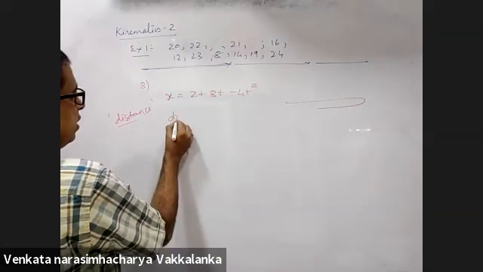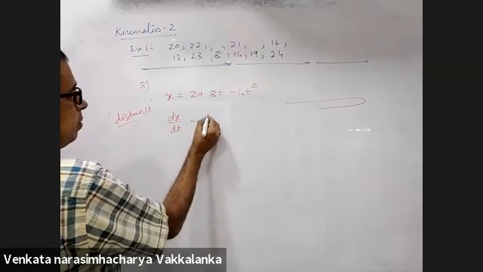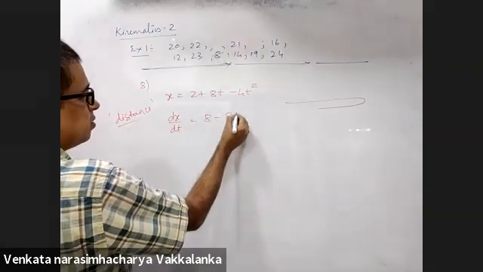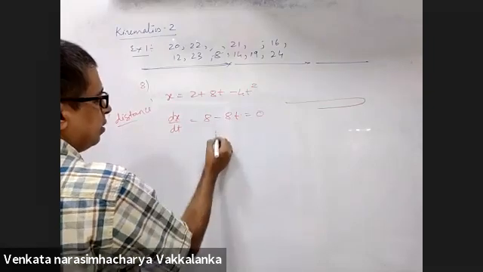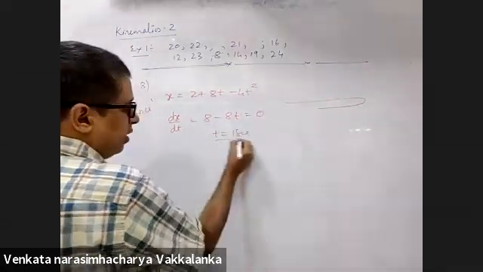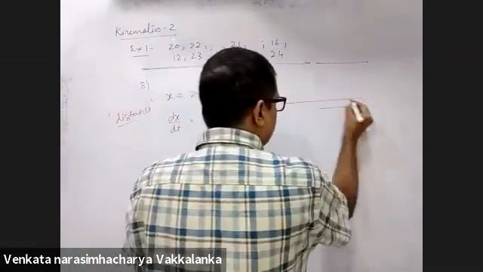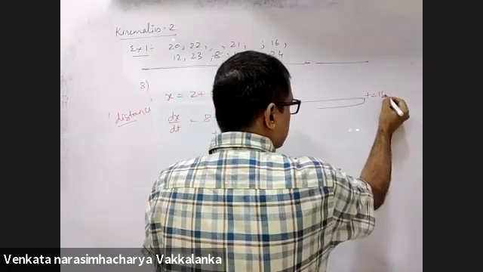So dx by dt will be equal to 8 minus 8t. When will that become 0? After 1 second, it becomes 0. That means it will travel for 1 second here, t equal to 1 second.